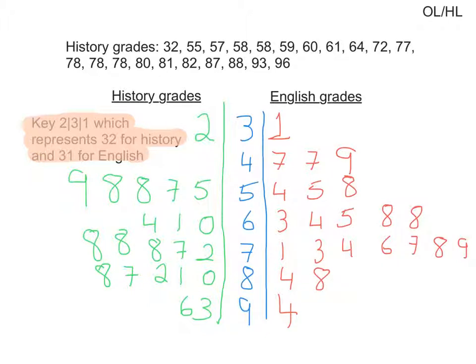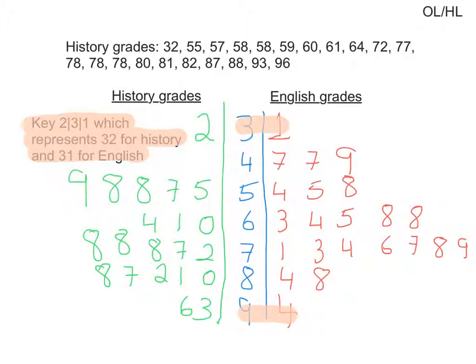There are many questions we could be asked about the stem and leaf plots. For example, are there any outliers? In the history grades, we can see there is no leaf for 4 and only 1 leaf for the stem of 3. The history grade of 32 might be an outlier. Another question we could be asked is the maximum or minimum grade from the stem and leaf plots. In the case of the English grades, this would be 31 and 94.